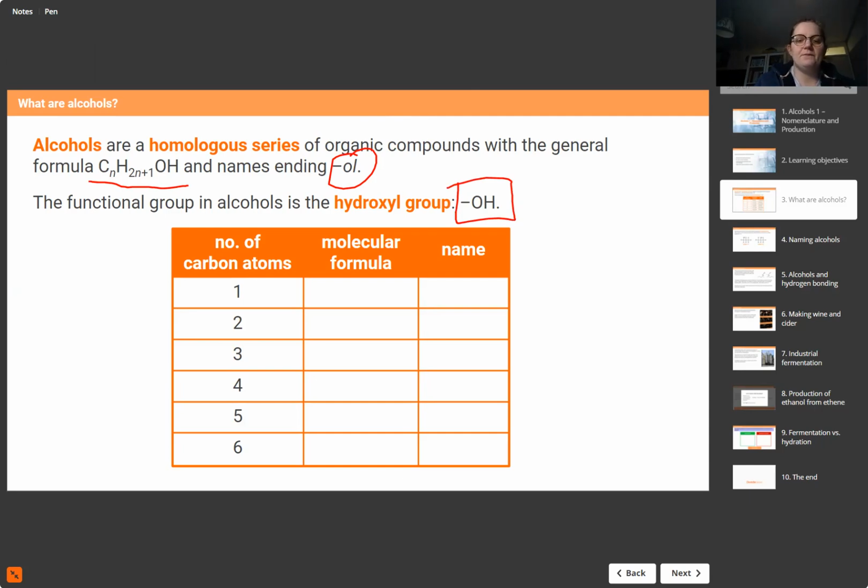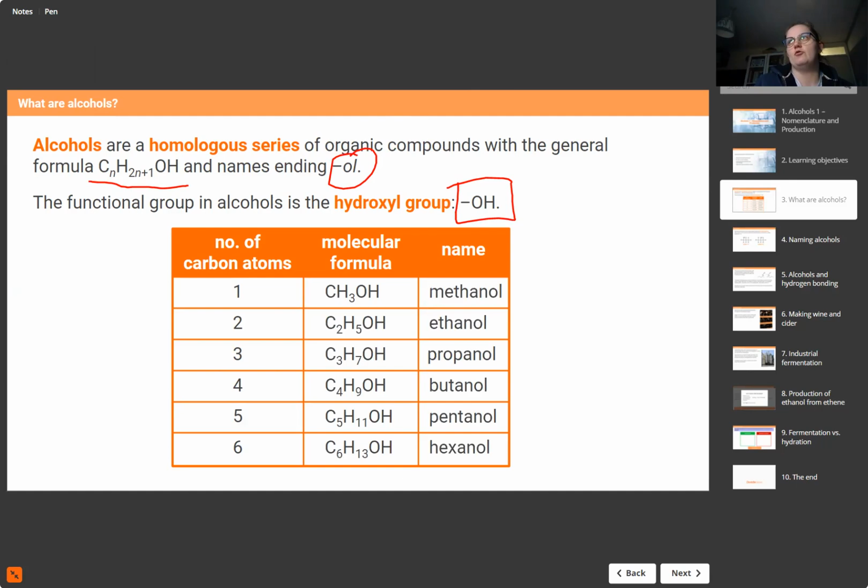Naming them, for example, if you've just got one carbon atom, it would be CH3OH, and then it's just ol on the end of the beginnings that we would normally use. So methanol, ethanol, propanol, butanol, pentanol, and hexanol. That's the basics of naming an alcohol. But as we've discussed before, we also look at where this hydroxyl group is, and that adds to our naming.